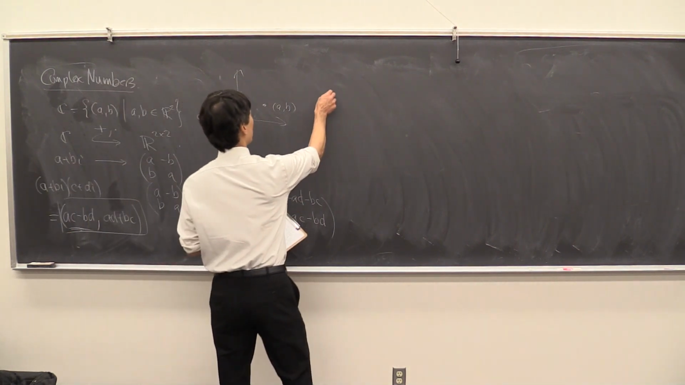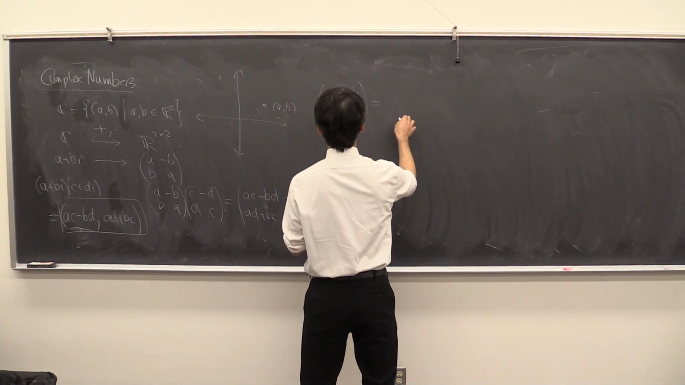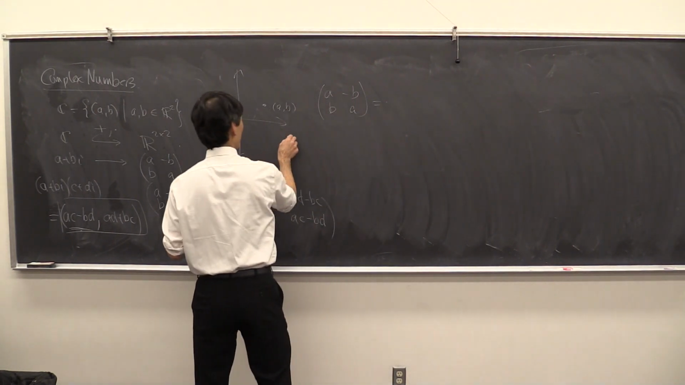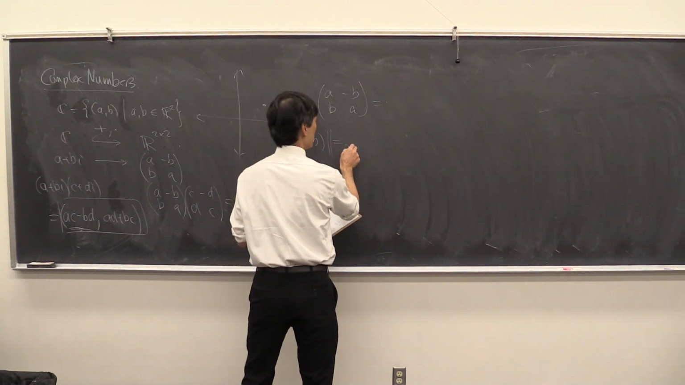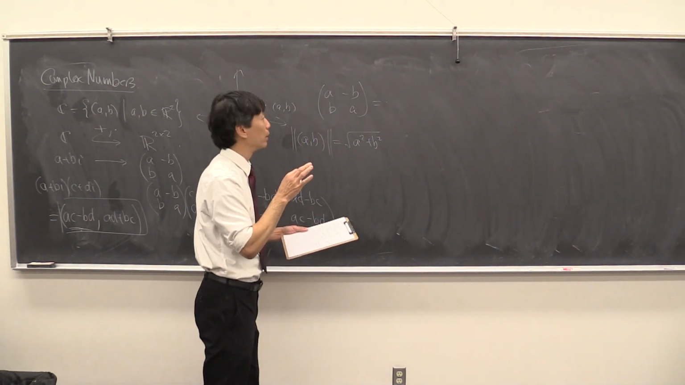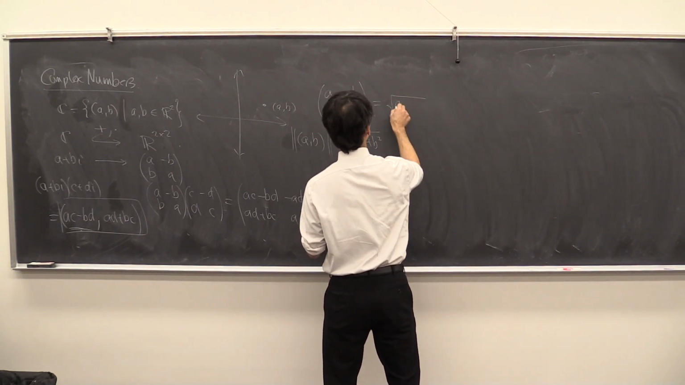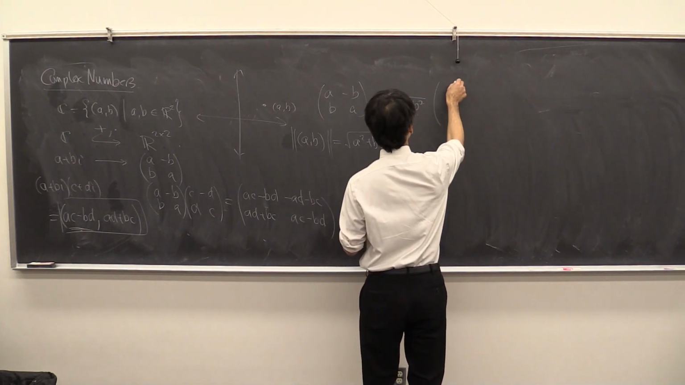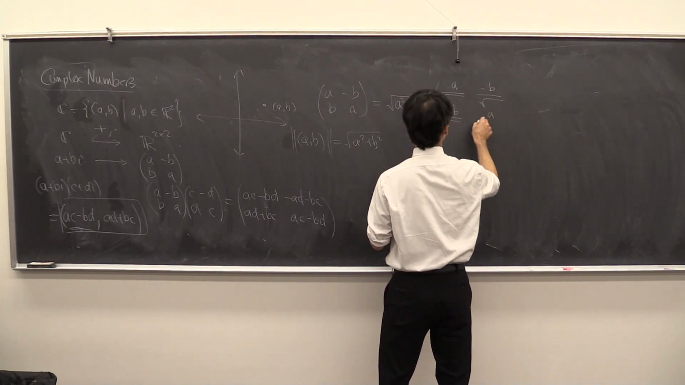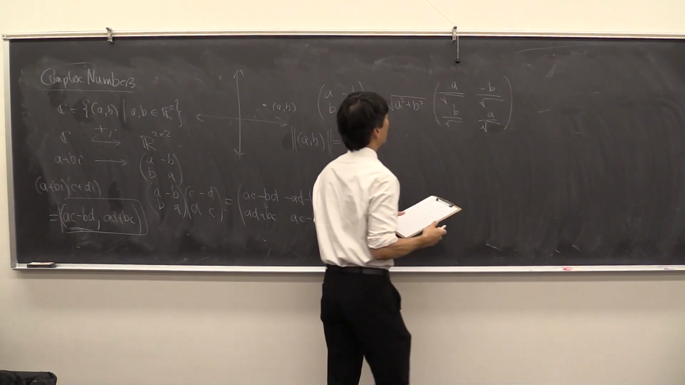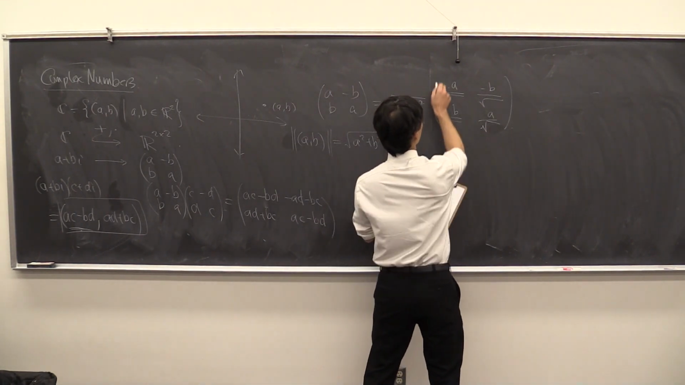Really cool question. Another cool thing to notice is if you look at this matrix a, -b, b, a and rewrite it, thinking of the vector a, b, the norm of the vector, the magnitude, is the square root of a squared plus b squared. So what you can do is pull out that norm, and you get a over the square root, minus b over the square root, b over the square root, a over the square root.